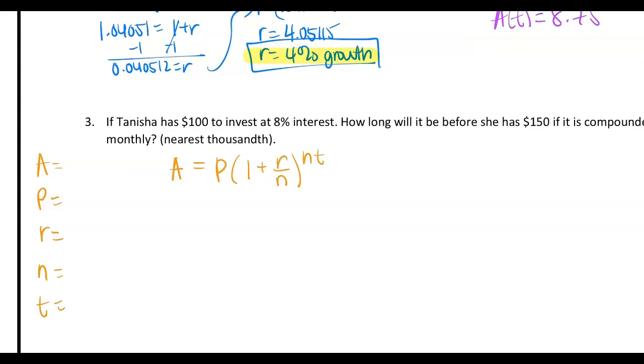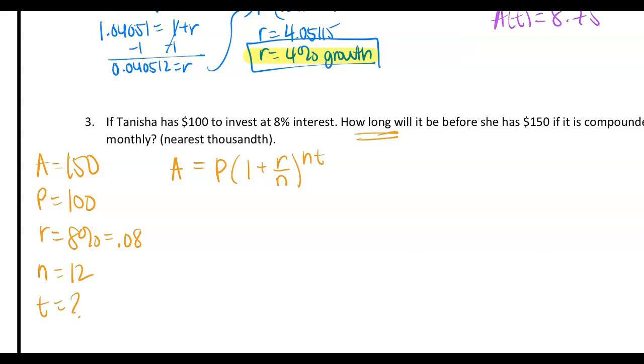Okay, A is the total amount. Okay, let me reread this. She has $100. It's invested at 8% interest. How long will it take for her to get $150 if it's compounded monthly? Okay, well, I'm looking for the final amount. Well, the final amount I'm looking for is to get to $150. P is your principal amount. Principal amount is the same as your initial amount, so it's going to be $100. R is your rate, so this is going to be 8%, which is going to be rewritten as 0.08. N is how many times it's compounding, so it's compounding monthly, so that's going to be 12 times in a year. And then T is the time. Well, the question says how long, so that's what I'm trying to find. What's my T?